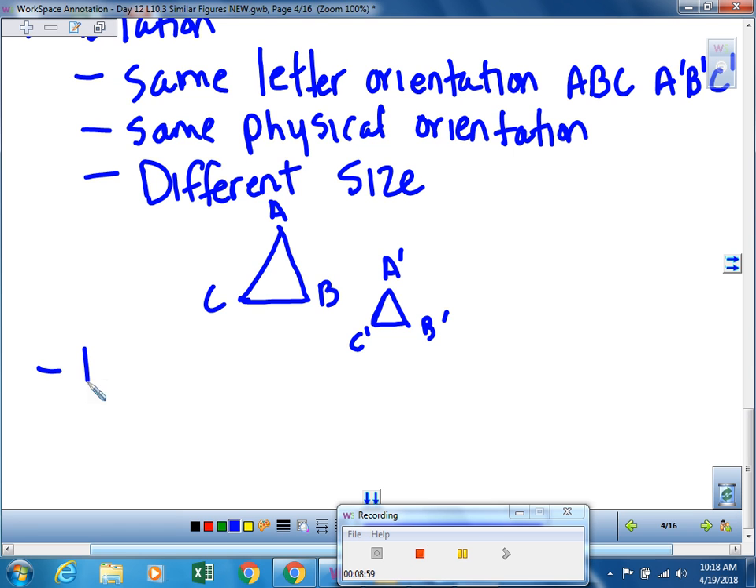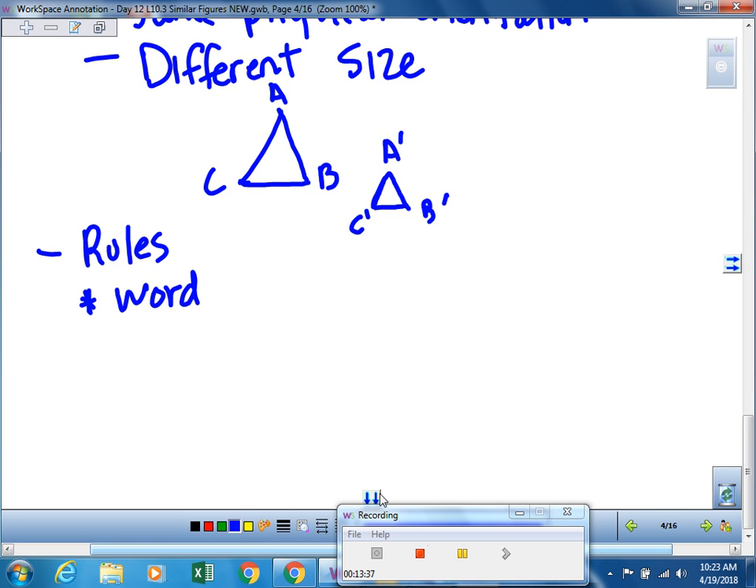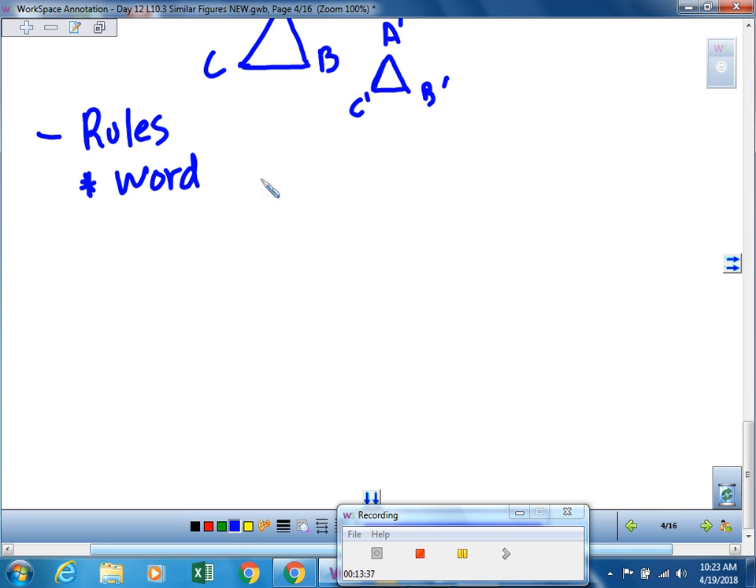Automatically. Okay, I saw several of you struggling with these rules in words. Rule in words always has to start off with your transformation name. What is the transformation name here? Dilation. So maybe this is a dilation of a half. That's the rule in words for that.